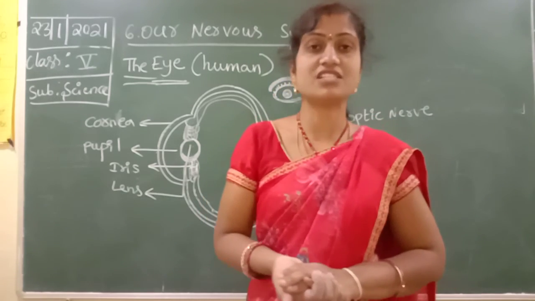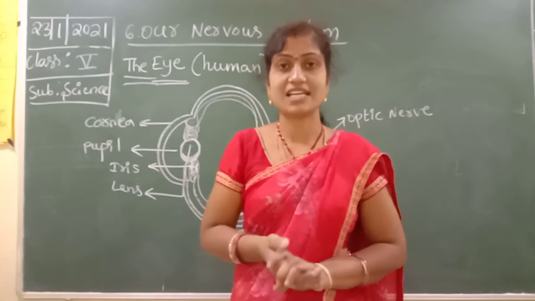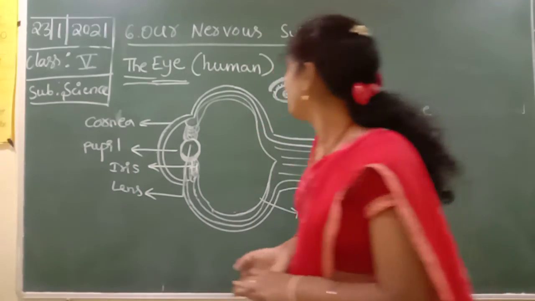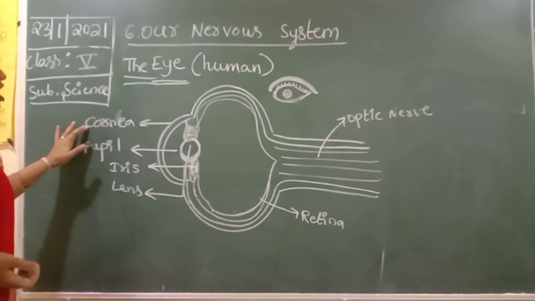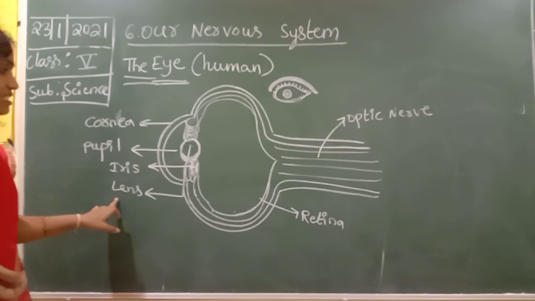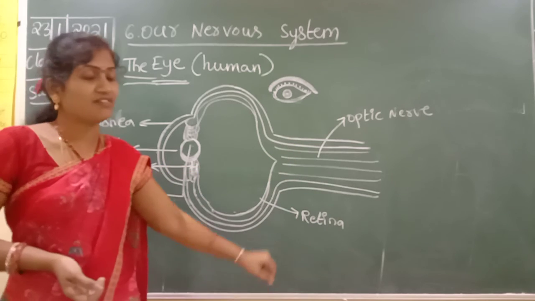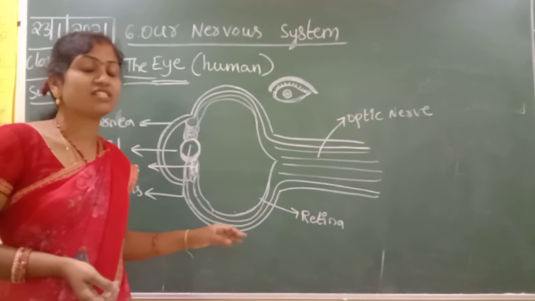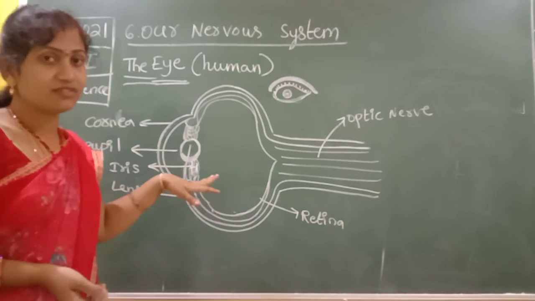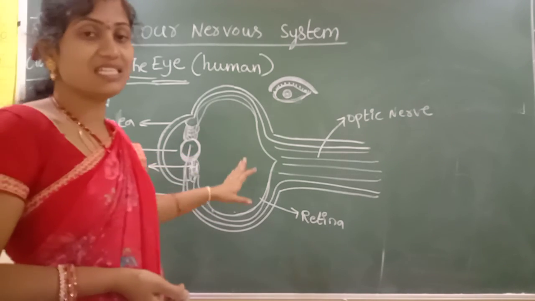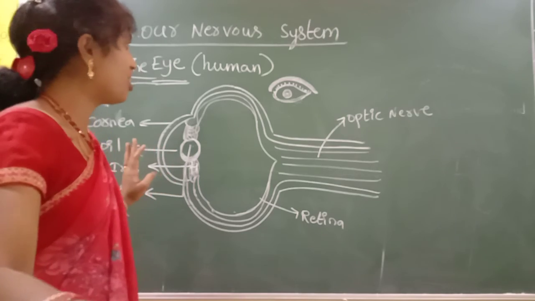Okay children, tomorrow we will discuss the ears, the second sense organ. I hope you understand, children. This is about the human eye: cornea, pupil, iris, lens, retina, optic nerve. More information you will learn in the higher classes. You have to practice this structure. Okay, this is your homework.